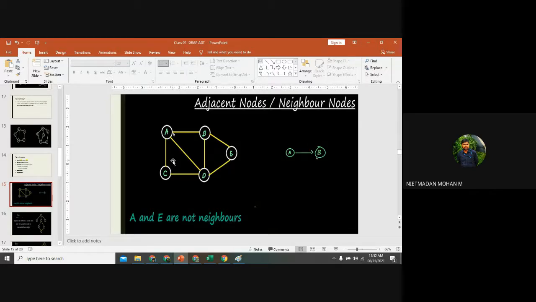Can you tell me what the adjacent nodes of E are? B and D. So it is connected to the two nodes B and D, so these are the adjacent nodes of E. And the adjacent nodes of C will be A and D. So this is the basic structure. When you are starting with a graph, this is the basic structure: you need to find out the adjacent nodes of each particular node.